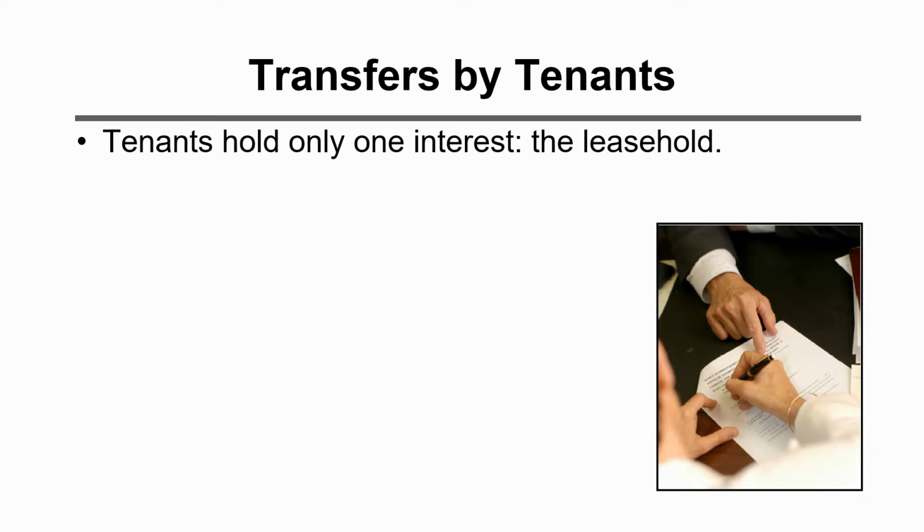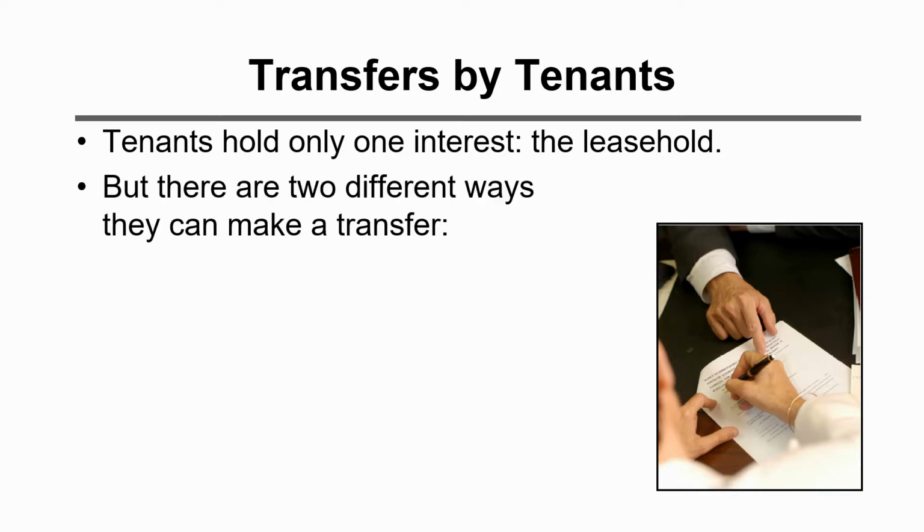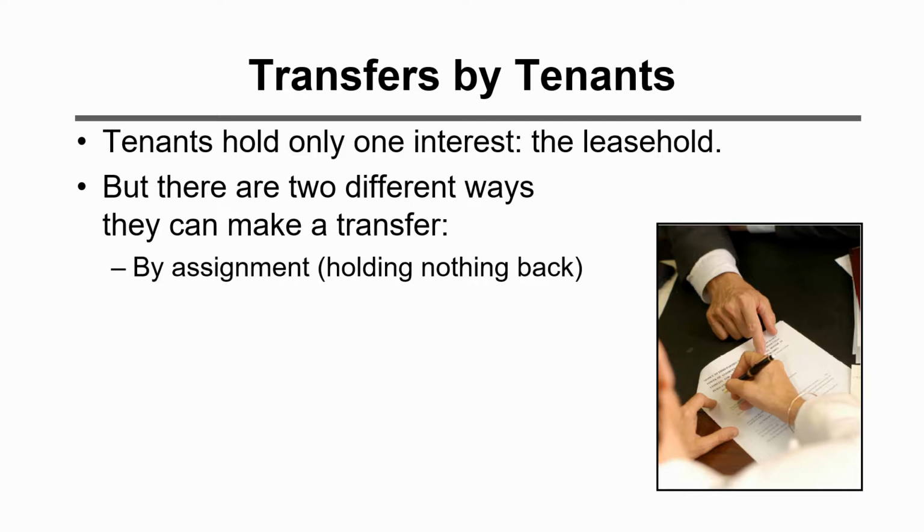Tenants, as we mentioned, have only one interest to transfer, namely the leasehold estate. But there are two different ways that a tenant can make a transfer of that leasehold interest. The first way is by making an assignment. And in an assignment, the tenant doesn't hold anything back. The tenant's entire interest is transferred to the new owner of that interest.